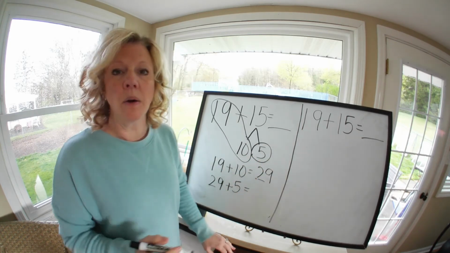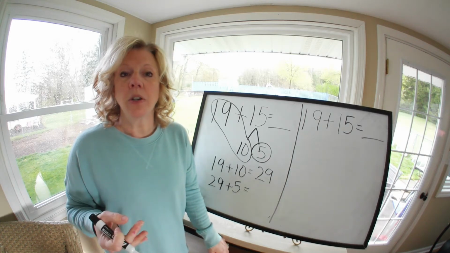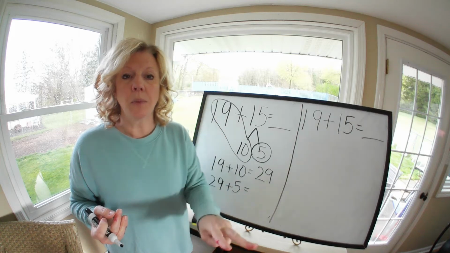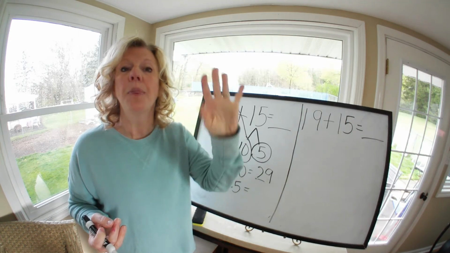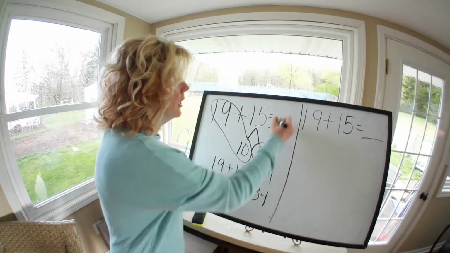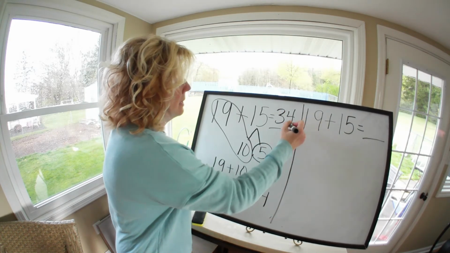So how do I figure that out? Well, you can punch 29 and count up 5. 29, 30, 31, 32, 33, 34. So 34 would be our answer. But I want to talk you through some other mental math.